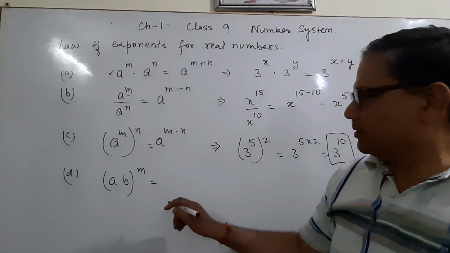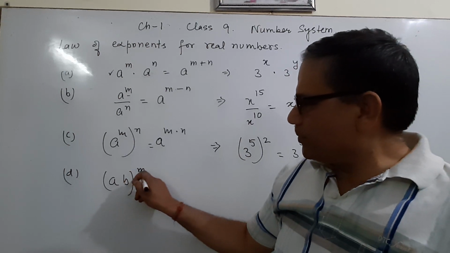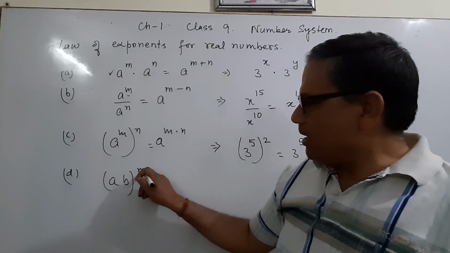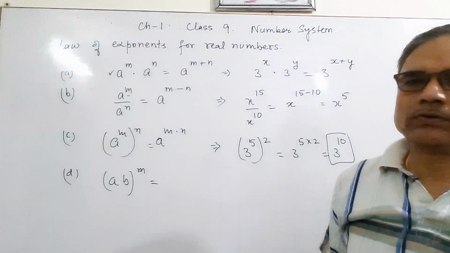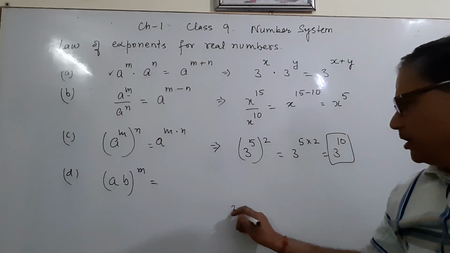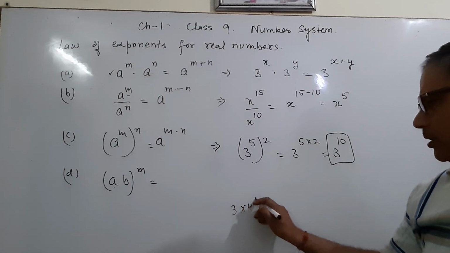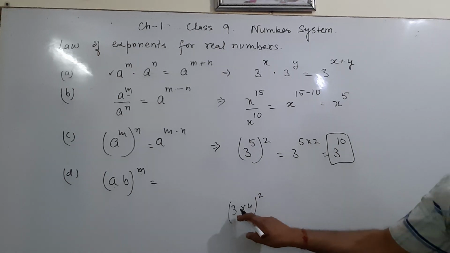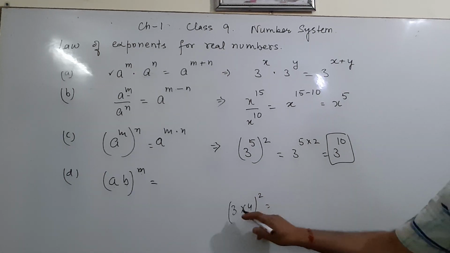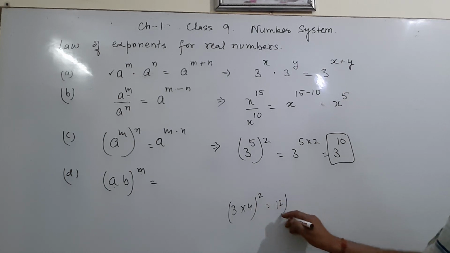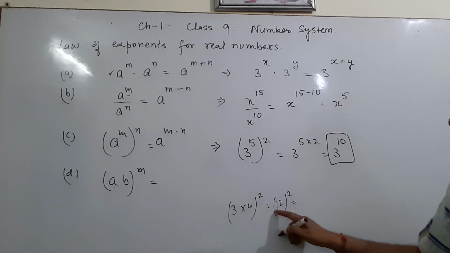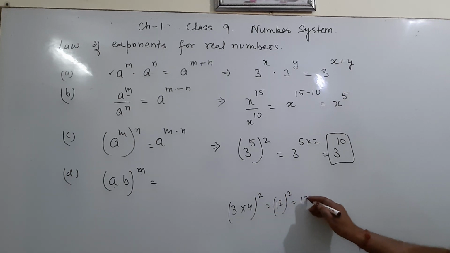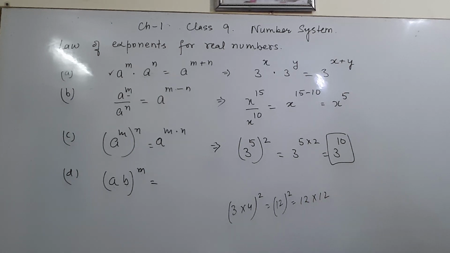Now what is the answer? This m is the power of A and the power of B also. It means 3 into 4 power 2. That means 4 into 2, 4 into 3, 12 power 2. It means how many times I have to write 12? 2 times. 12 into 12.